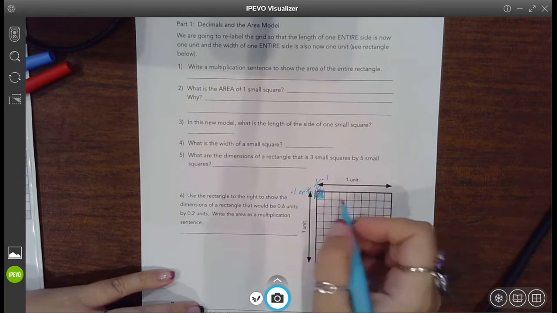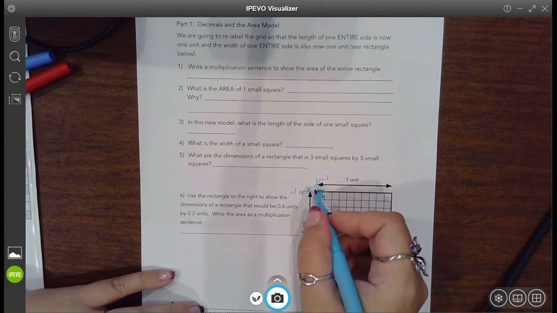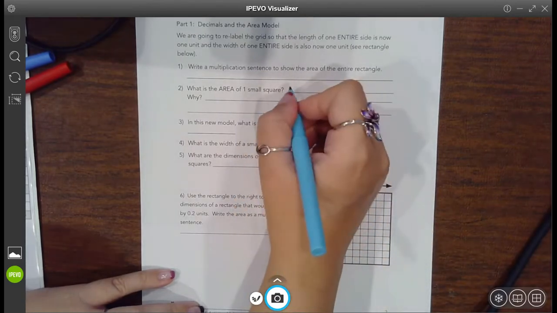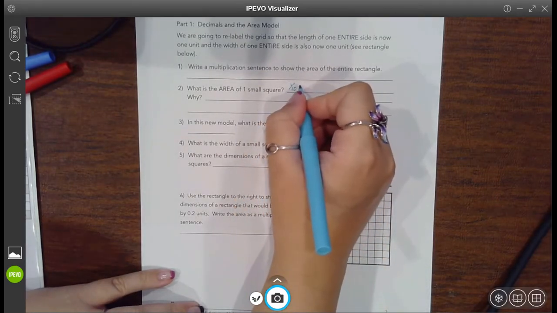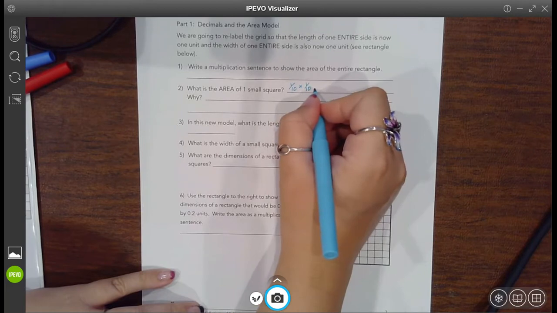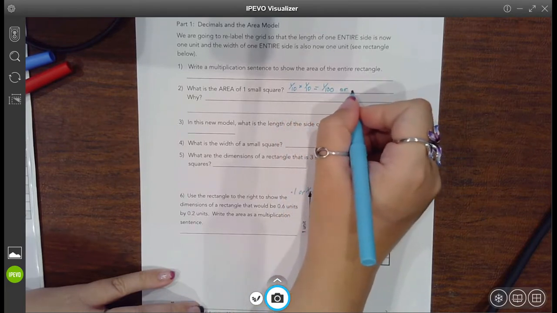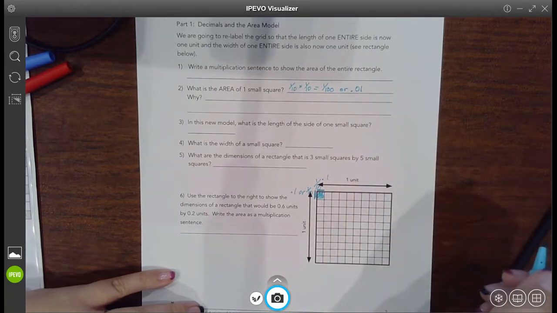So the area of one small box would be 1/10 times 1/10, right? Length times width. Well, 1/10 times 1/10 is 1/100th, and 1/100th is 0.01. Okay.